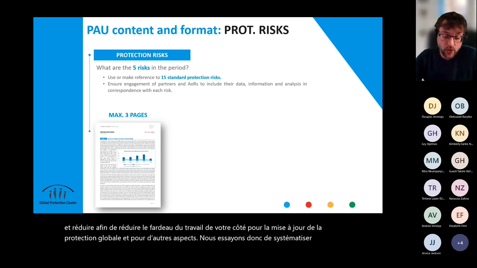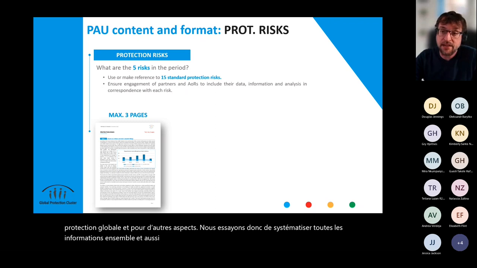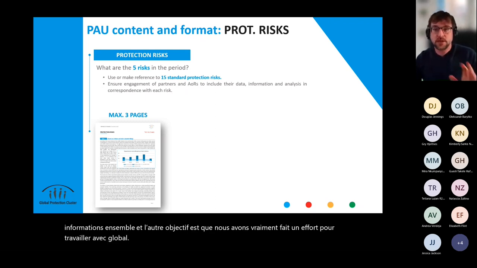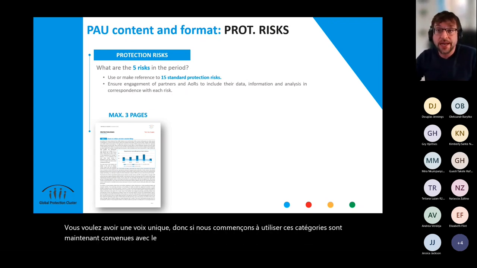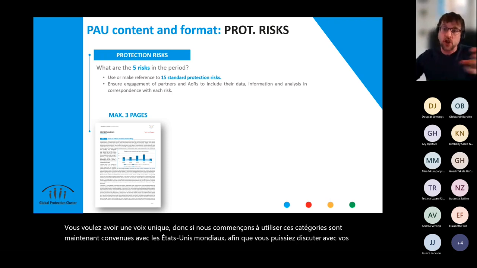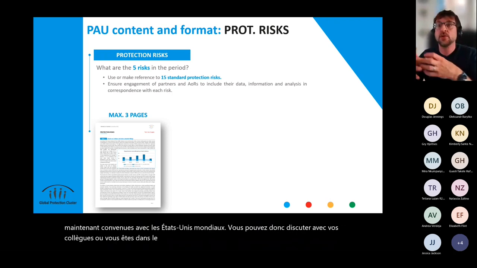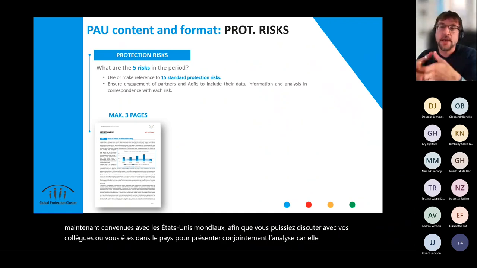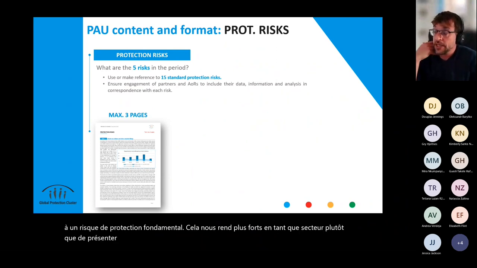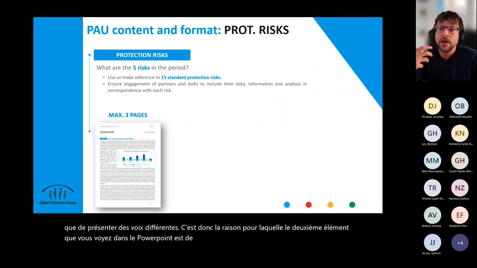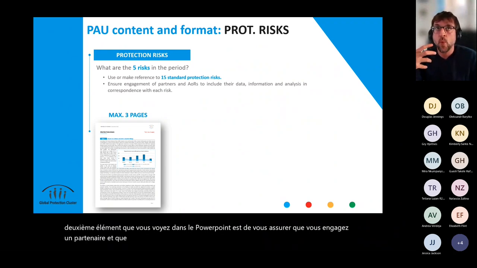And the other goal is that we really made an effort to work with the global AoR to have a unique voice. So if we start using these categories, now agreed with the global AoR, you can discuss with your colleagues of the AoR in country to actually present the analysis jointly, as it is contributing to core protection risks. This makes us stronger as a sector rather than presenting different voices. So there's a reason that the second element you see in the PowerPoint is to make sure that you engage partners and AoRs, not just for sections that are, let's call it, their section.